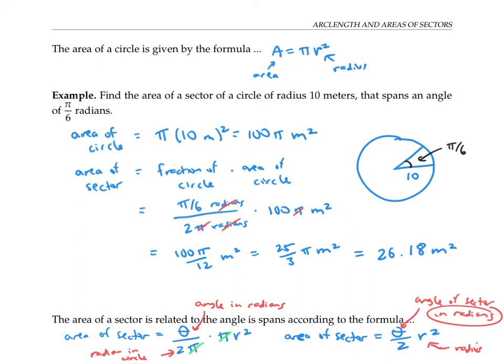Notice that if you don't have your angle in radians, if it's in degrees instead, not a big deal, because we can always convert from degrees to radians first before using our formula.